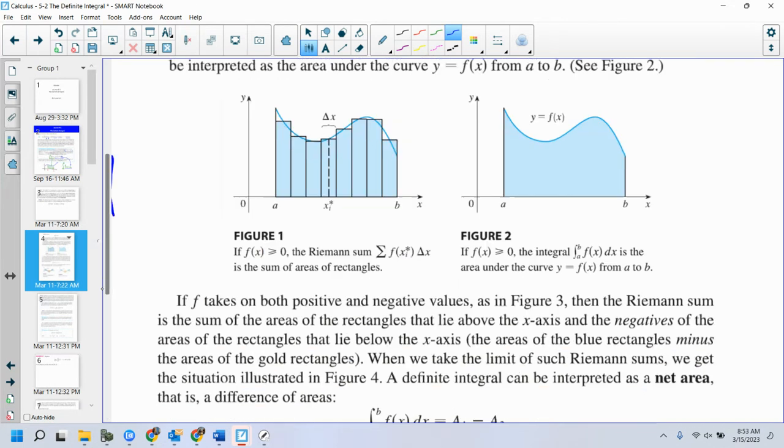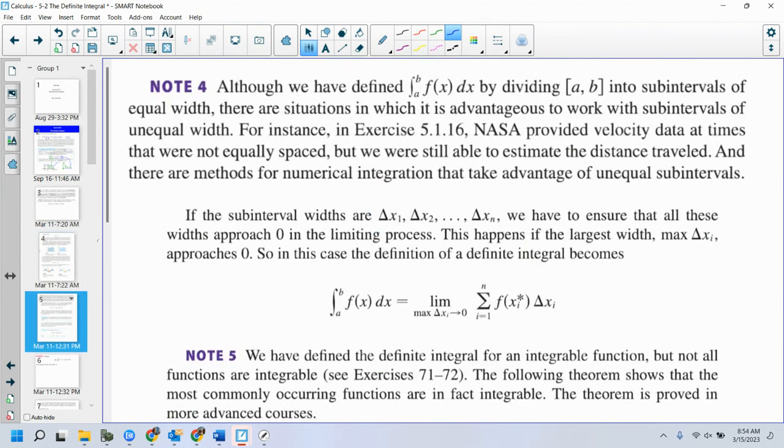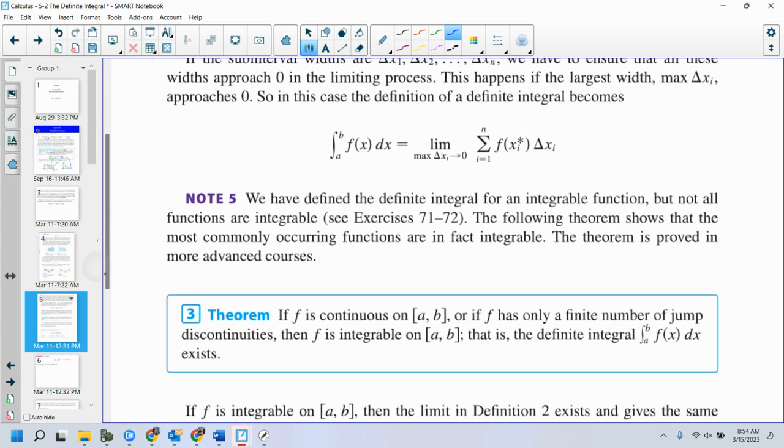I want to jump to the bottom of this page. We've been looking at areas above the x-axis. You can have an area below the x-axis as well. You just calculate it as a negative area. I know we say areas cannot be negative, but it's just moving in the negative direction there. So yes, you can have a negative area. If it goes below the x-axis, you just calculate that area as negative area. The net area is the integration.